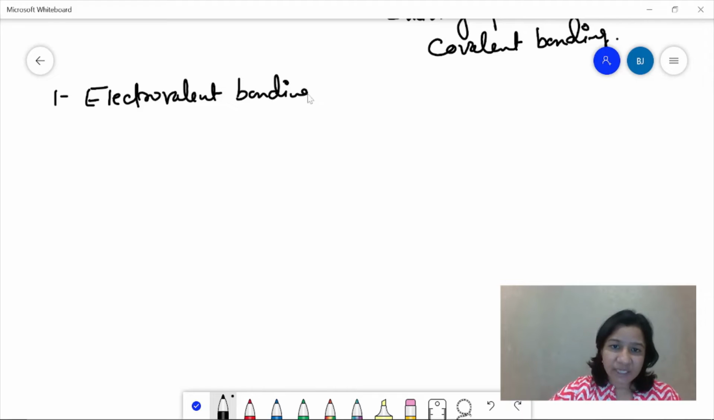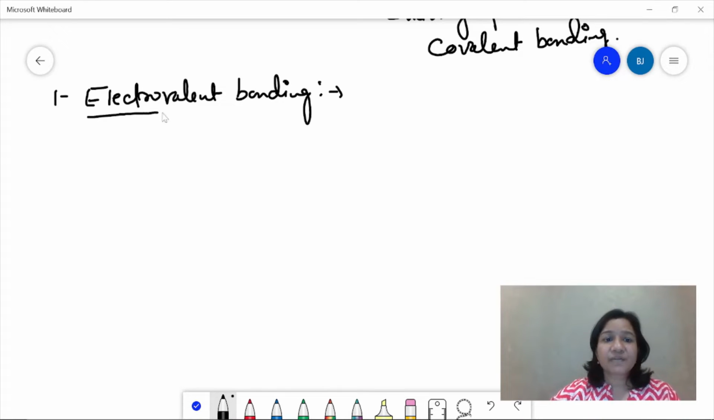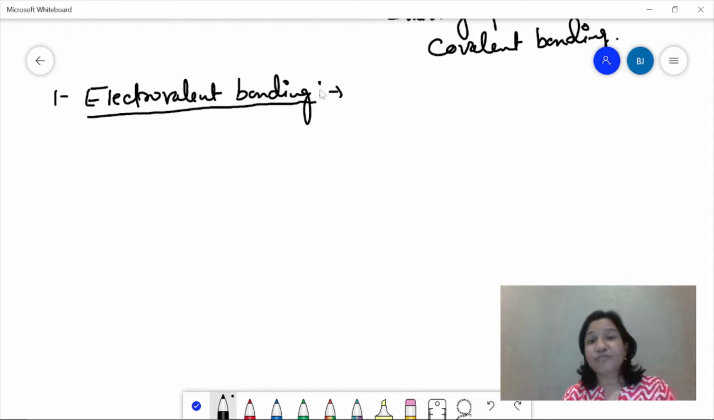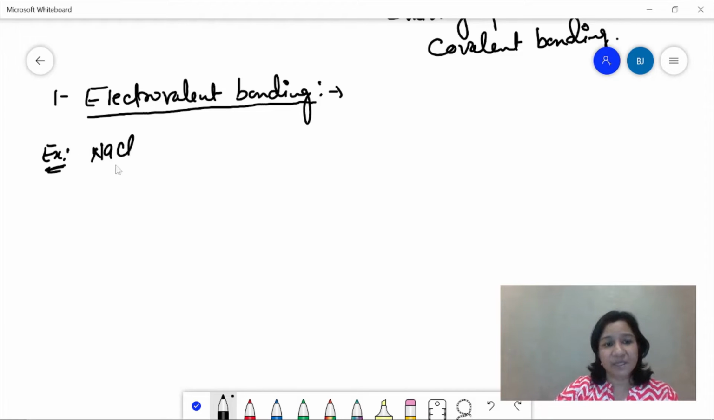So what is electrovalent bonding? The strong electrostatic force of attraction which is holding two oppositely charged ions together is known as an electrovalent bond, and this phenomenon is known as electrovalent bonding. Let me take the example of sodium chloride to explain this.